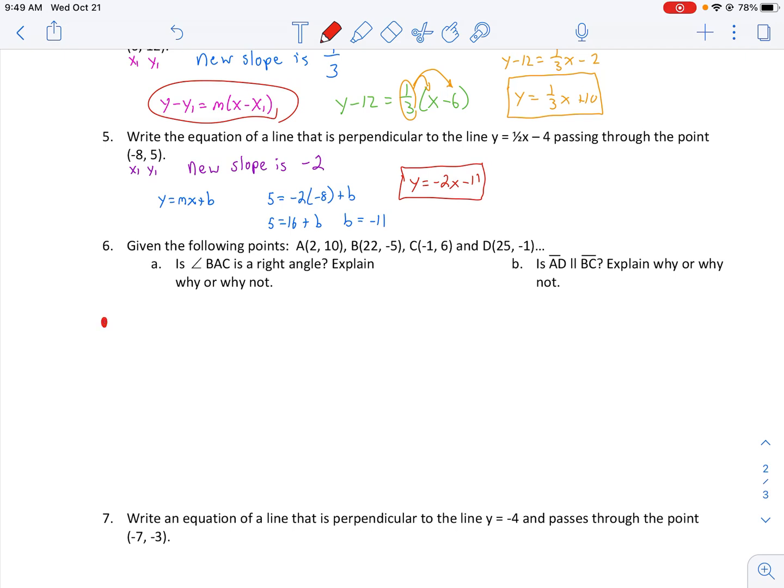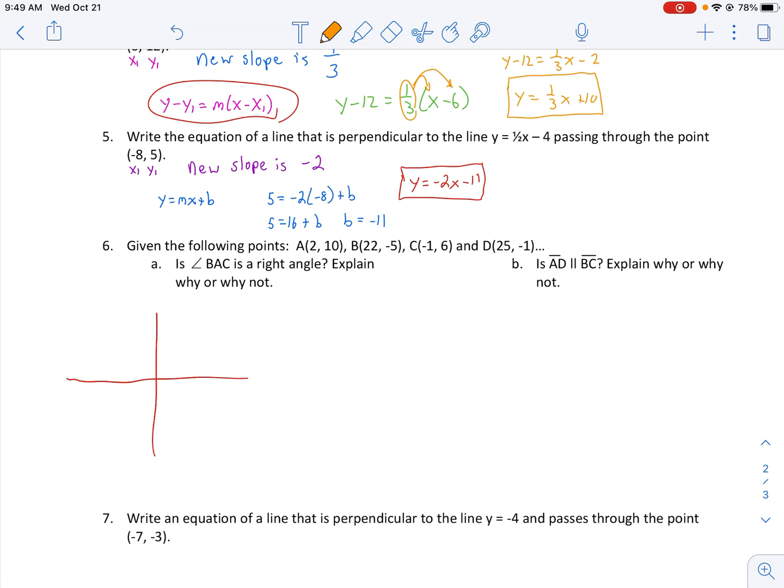Or it's over at 22, -5, sorry. But basically what our picture looks like: we have BAC. I'm going to put this on a coordinate grid. What it would look like is something like this.